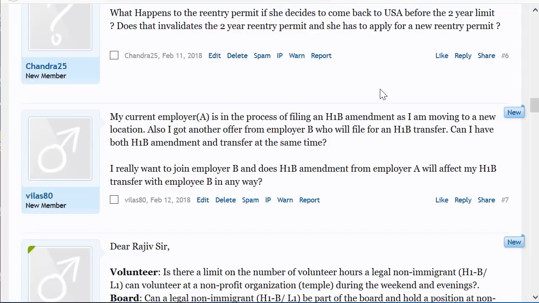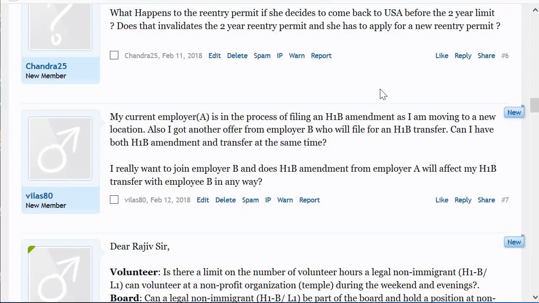Yes, you can. I really want to join employer B, and does the H-1B amendment from employer A affect my H-1B transfer with employer B? No, it does not. What I would recommend is, as long as you get the transfer filed before you move, and your I-94 and your permission to work is still valid, whatever happens with employer A's application should be irrelevant, as long as you have filed employer B's application within the life and within the geographical location of the currently approved H-1B.